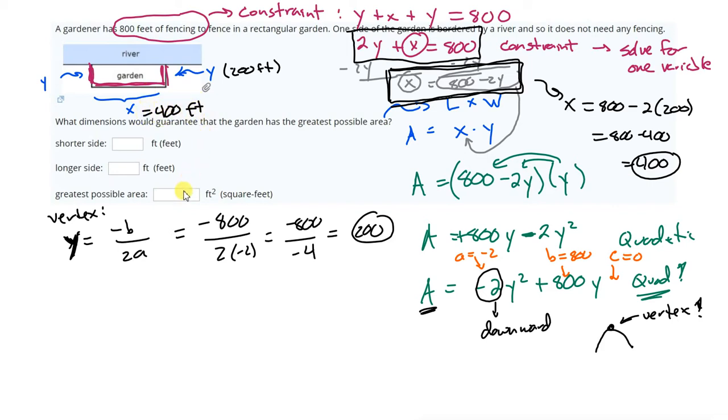Those are my dimensions. Now, what is the greatest possible area? How do you find the area? Length times width. What's my length? 400. What's my width?